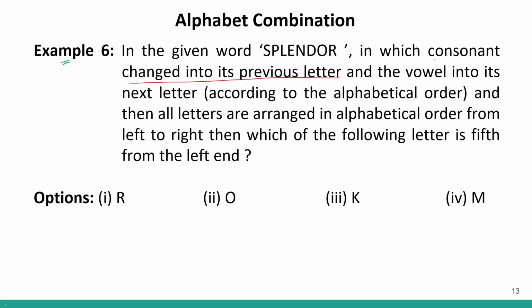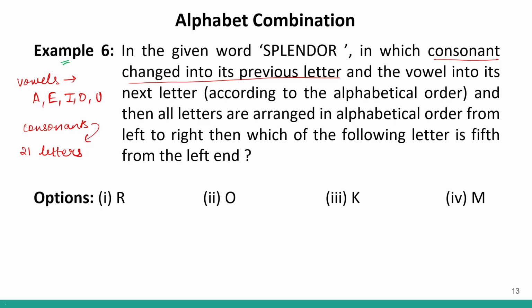So, first let us understand what consonants and vowels are. We have 5 vowels, right? What are the vowels? A, E, I, O, U. Correct? These are the vowels. What are consonants? Except these vowels, the 21 letters that we have are consonants. Only A, E, I, O, U are vowels, and the rest 21 letters are consonants.